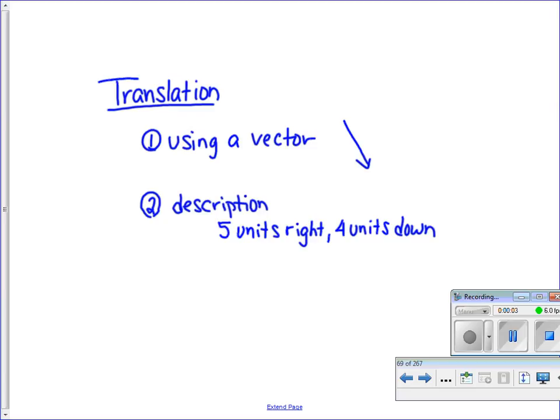Last week we learned how to do a translation two different ways. We learned how to translate an object using a vector, both on and off the coordinate plane. That would be the arrow that shows me the direction and the size of the translation, how much I am moving it. We also learned how to do a translation using a description, where I would use my words: 5 units to the right and 4 units down.